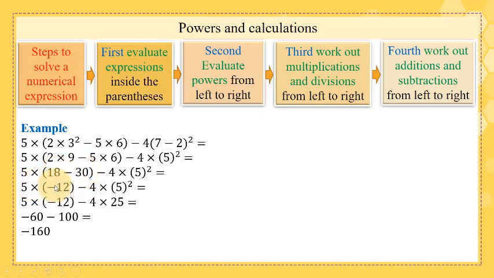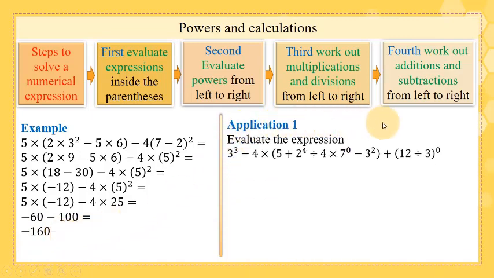Now we continue evaluating the parentheses to get minus 12. We copy the rest. And in this step, we evaluate 5 squared to get 25. Finally, we will apply the multiplication to get minus 60 minus 100 equals minus 160.